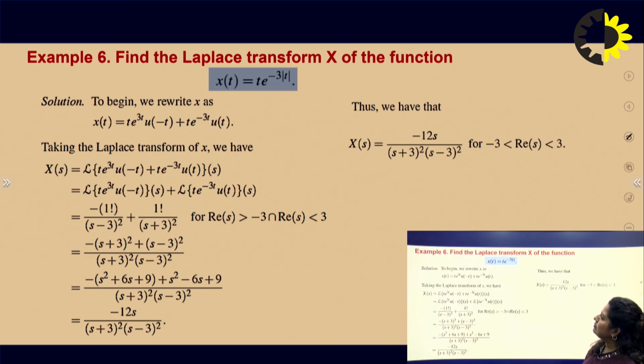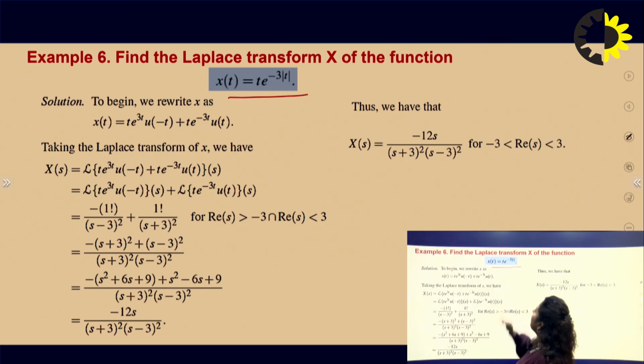Again, next question: find the Laplace transform X(s) of the function x(t) equivalent to t e to the power minus 3 mod t. We have to rewrite the expression because there is a mod in the expression. So one is multiplied with u(t) and the other one is multiplied with u of minus t. When t is greater than 0, it will be multiplied with u(t), and when t is less than 0, it will be multiplied with u of minus t.